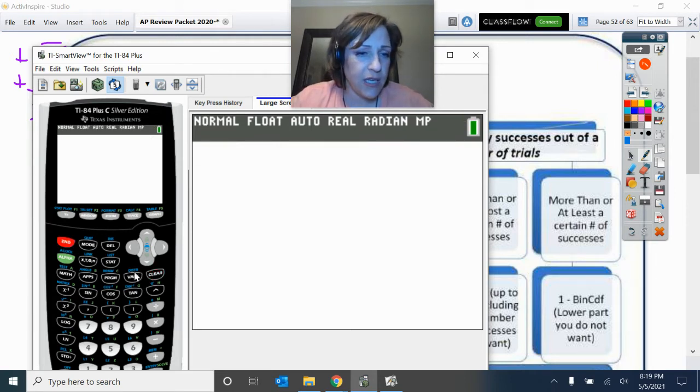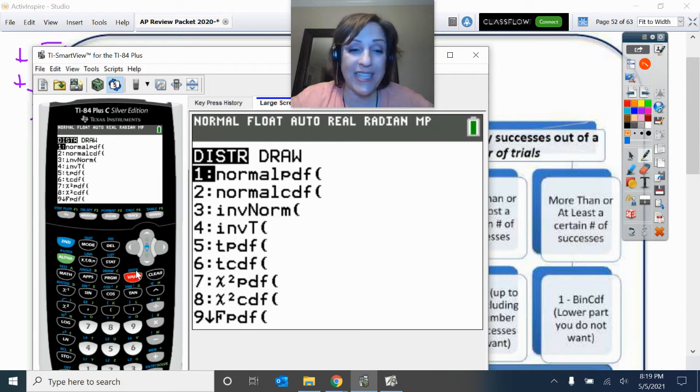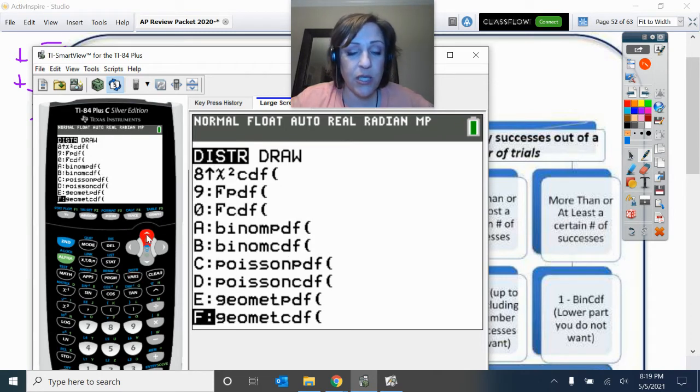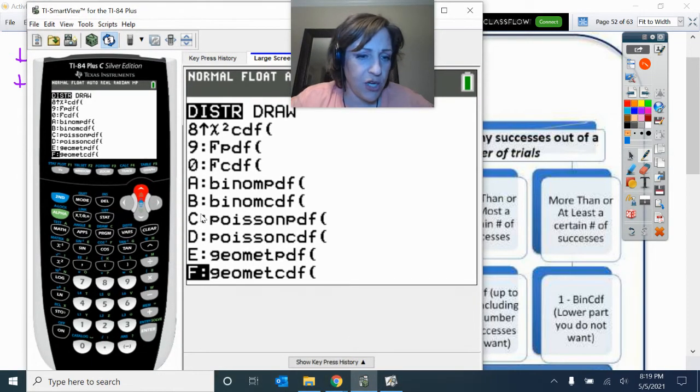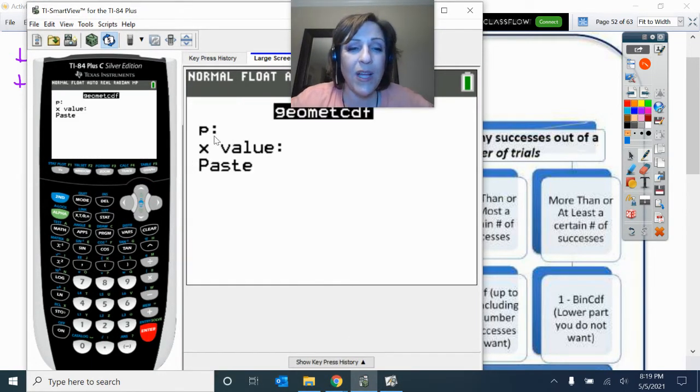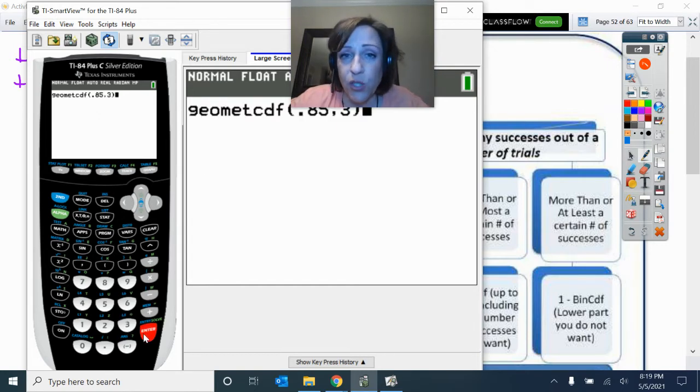So that would look, again, under second vars for second distribution. I want to do a geometric distribution, accumulate. So I'm going to come down here and I'm going to accumulate, and I want the proportion of people wearing their seatbelt is 0.85, and I want the success to occur on or before the third car. So that's going to total up those three pieces together in one fell swoop.